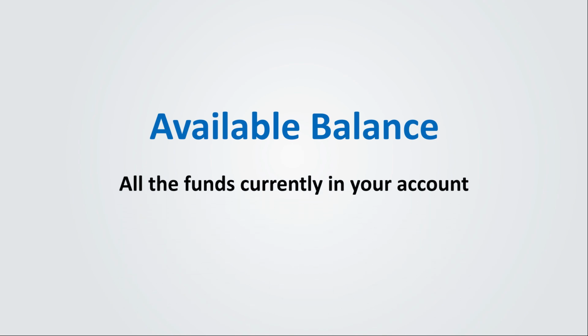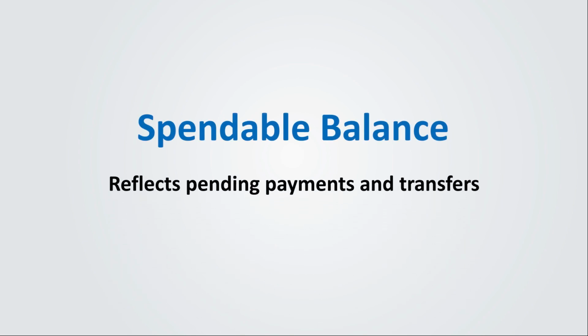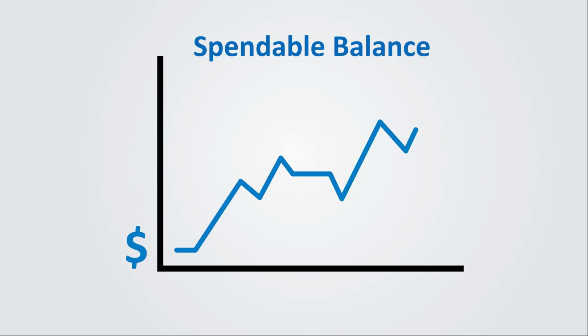If you manage finances, you know there's a difference between an available balance and a spendable balance. Your available balance includes all the funds currently in your account. Your spendable balance reflects your pending payments and transfers that have not hit your ledger balance yet. Pinnacle Online Banking can help you track your spendable balance so you don't overcommit your funds.